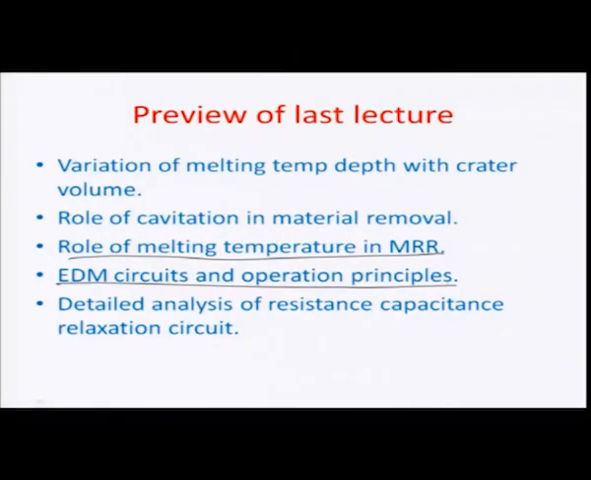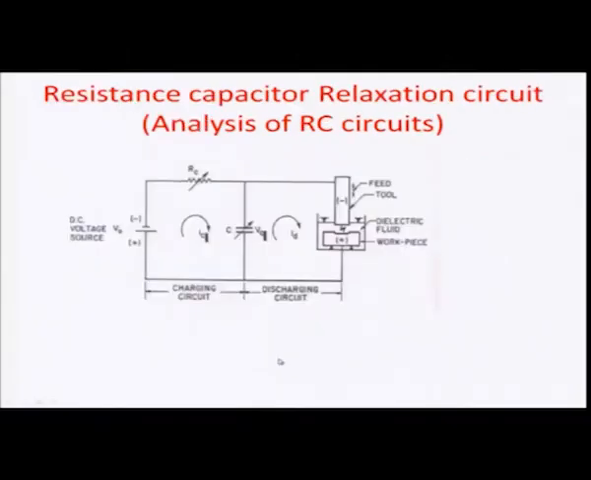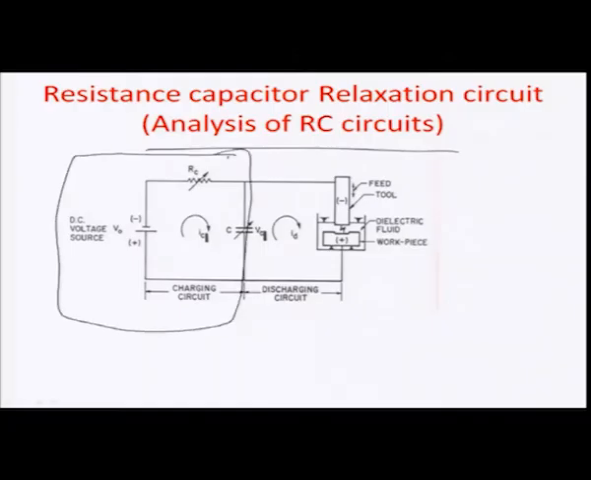We also covered a detailed analysis particularly of this resistance, capacitance, relaxation circuit, and I would like to go through it once more before starting. So basically this is the figure of the resistance, capacitor relaxation circuit. As you can see here, there is one part of the circuit which is the charging circuit, and similarly the other part here given by the dotted line is the discharging part of the circuit. The idea is that there is an operating voltage which feeds the charging circuit, and there is a central capacitor which is the only electrical connection between the charging and the discharging side of both the circuits.